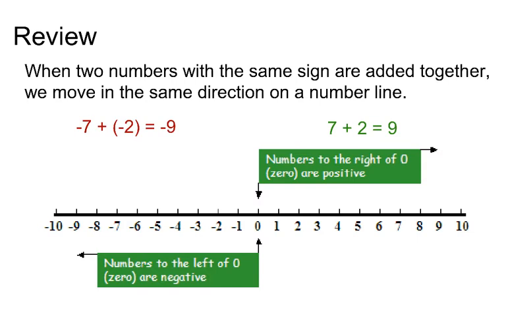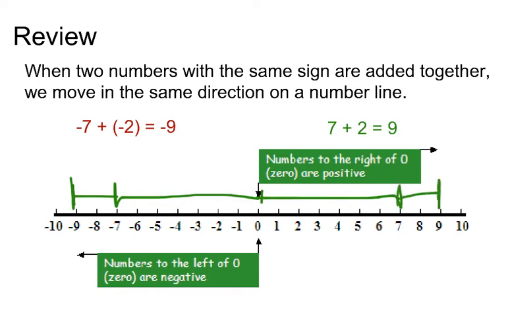When two numbers with the same sign are added together, we move in the same direction on a number line. So if we move 7 negative units and we move -2 more units, we have -9. And likewise, if I have 7 units to the right and 2 more units to the right, I land on +9. So those are some review concepts that we want to make sure we have in our mind.